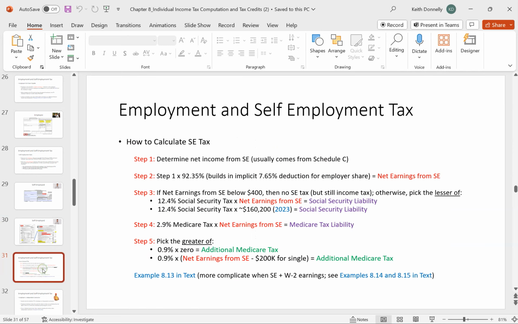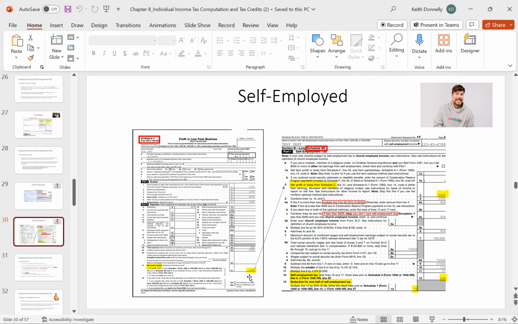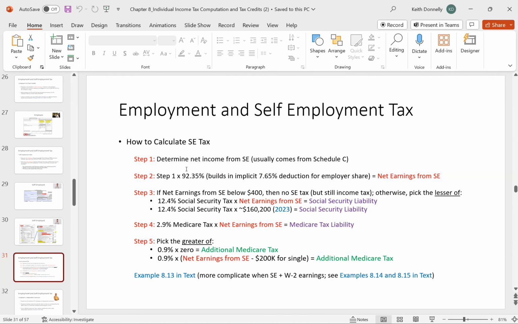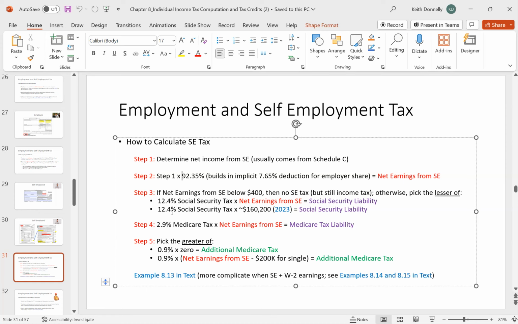So how do we do this in an academic setup? Well, step one is to determine your net income from your self-employment. In other words, that's this bottom number here. So it will be your revenues minus your expenses. There you go. That's your net income from self-employment. Multiply that times 92.35%. Why are we doing that? Well, hey, that's going to build in the 7.65% for the employer share, right? We've got to keep things even Steven.